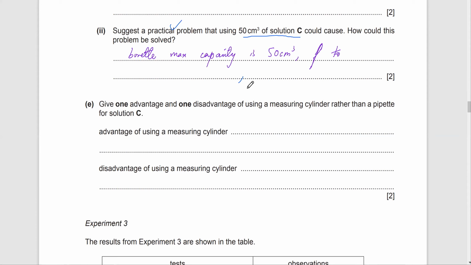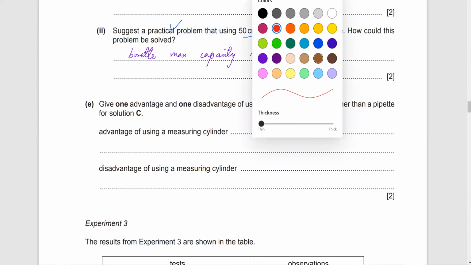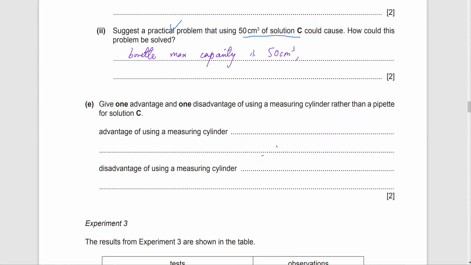Give one advantage and one disadvantage of using a measuring cylinder rather than a pipette for solution C. Pipette. What's the good thing about a pipette? Advantage: it's accurate, highly accurate, very accurate and precise, and it only measures one volume.